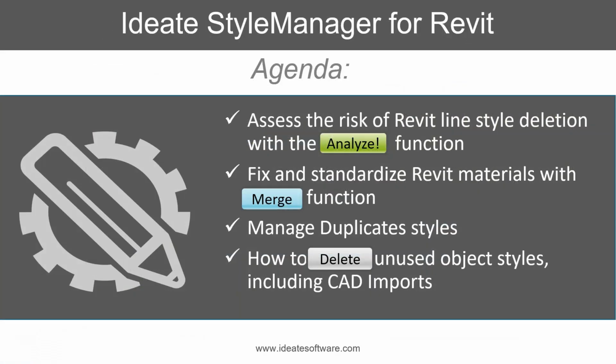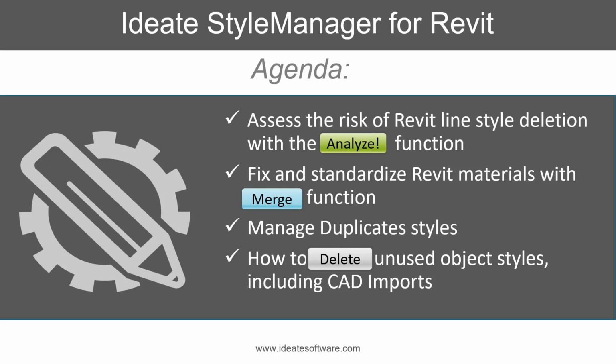So today what we're going to talk about is assessing the risk of, let's say, a style deletion. In this case, I'm going to use the example of a line style deletion and show you how we can do that with the Analyze function within Ideate Style Manager. Then we're going to be able to fix and standardize using an example of Revit materials using the merge function.